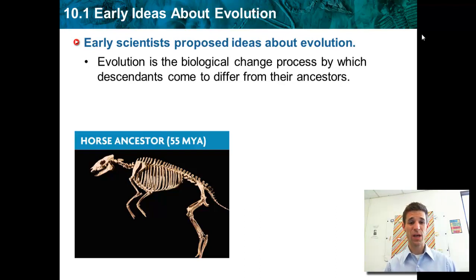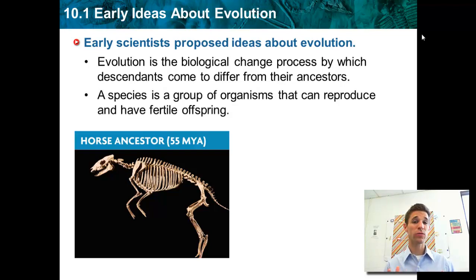It no longer lives, but somehow, perhaps, this creature transformed over a long period of time into the horses that we have now. Now, our modern-day horse is a species. And remember that a species is just a group of organisms that can reproduce and have fertile offspring. In other words, those offspring can also reproduce. That's the definition that we have currently for what a species is.